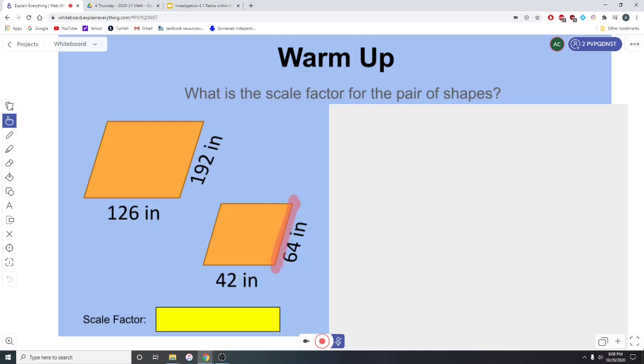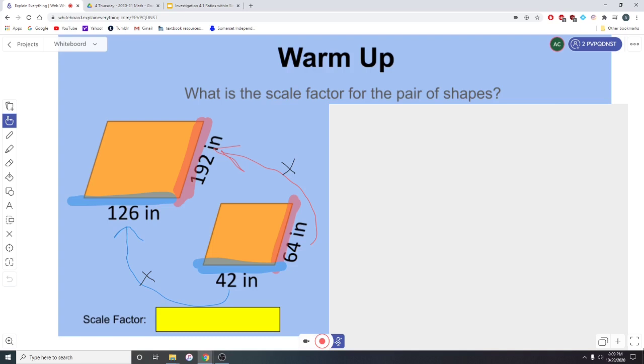For instance, this 64 matches with this 192. This 42 matches with this 126. What we want to know is what number did we multiply 64 by to get to 192. Whatever that number is going to be the same for 42 to get to 126. We need to know what number we multiplied by.